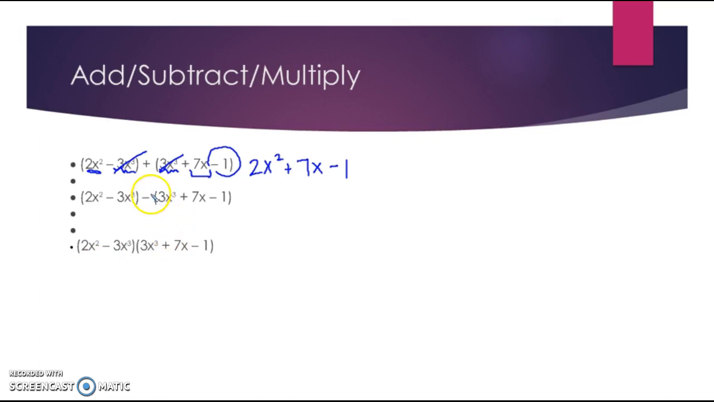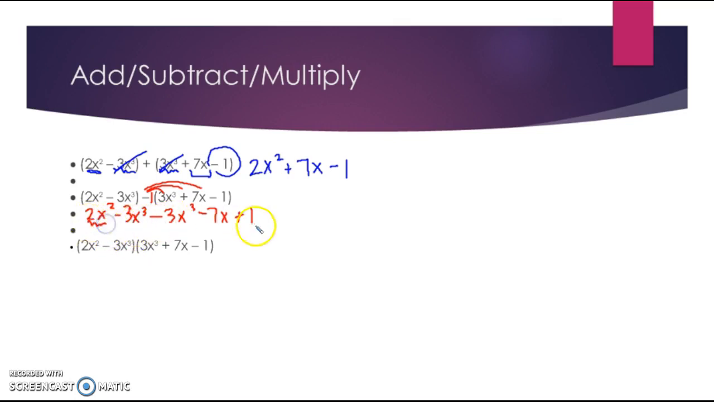Subtraction is a little different because I have to look at that negative 1 that's in front of the second parentheses and distribute it. So I'm going to rewrite this one as 2x squared minus 3x cubed, and then minus 3x cubed minus 7x plus 1. All my signs in the second parentheses changed. Then I'm going to look for my like terms.